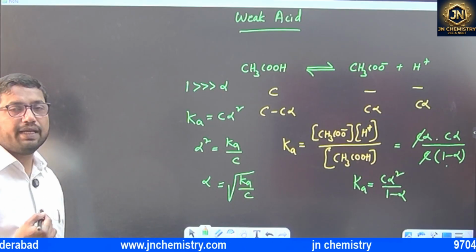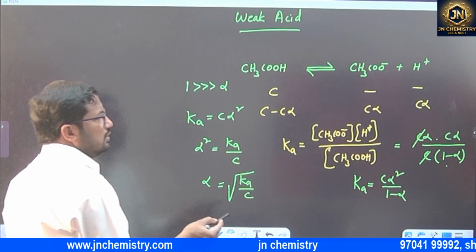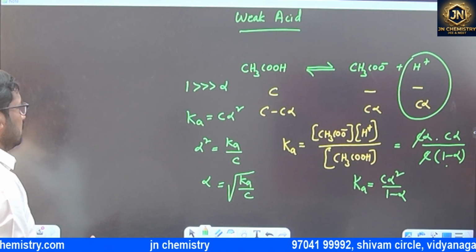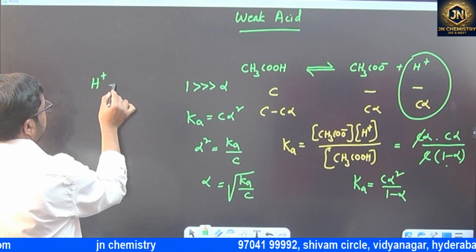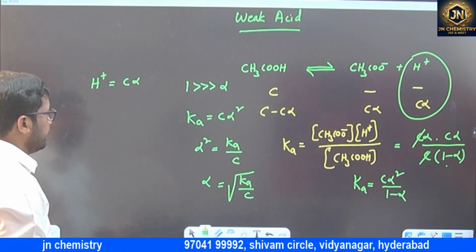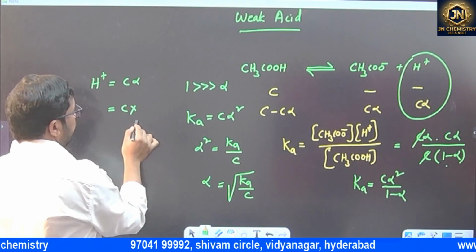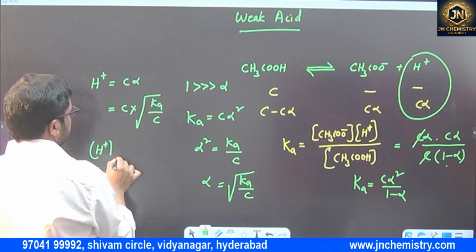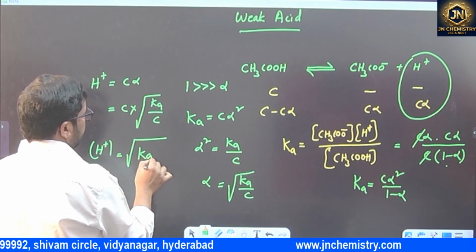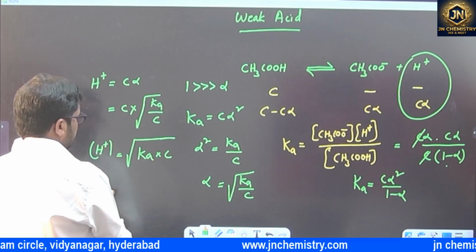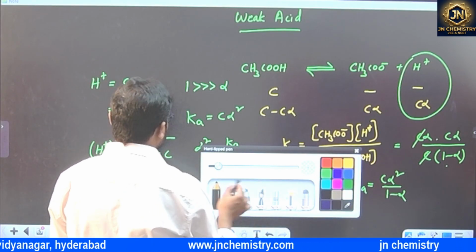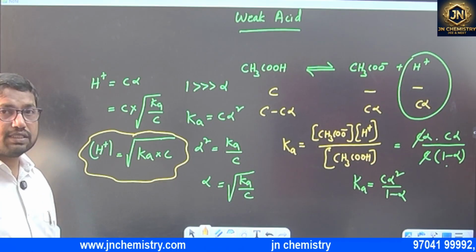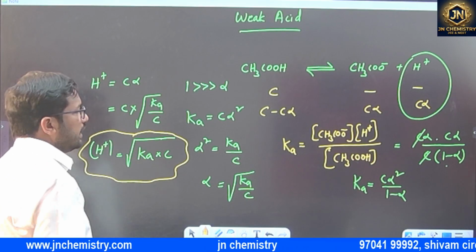So now for the pH calculations, what do we know? H plus ion concentration is C alpha. Yes or no? Yesterday also I explained the same. C into alpha value, under root Ka by C. So H plus ion concentration is equal to under root Ka into C. So for weak acids, what we should know is the Ka value and C. For strong acids, there is no need to calculate the Ka value.